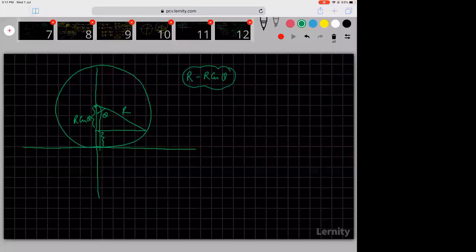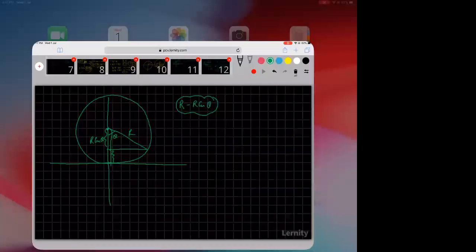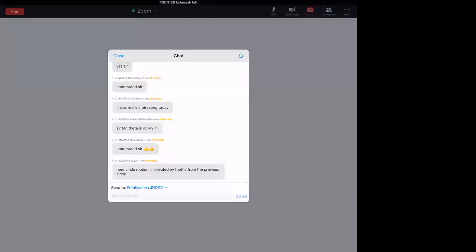Anyway, I think we are good for today. We're just going to reflect upon whatever we have learned. Next we will do tomorrow, so that it will give you also some time. Here the circular motion is inclined, it is at an angle. That's all I will say.